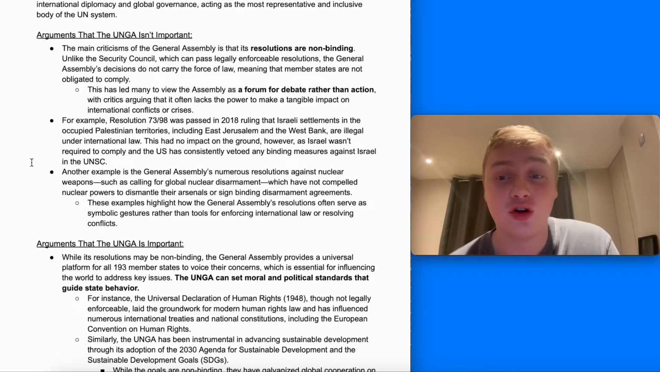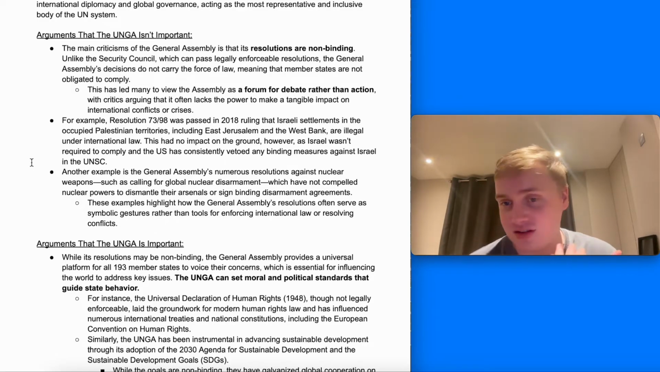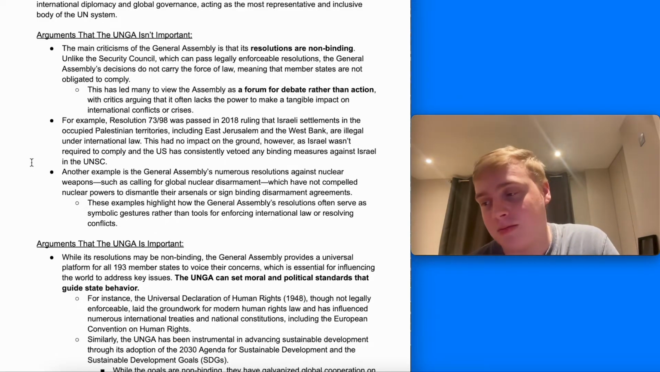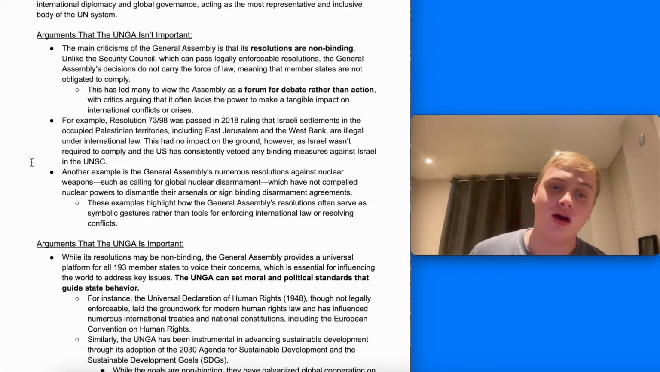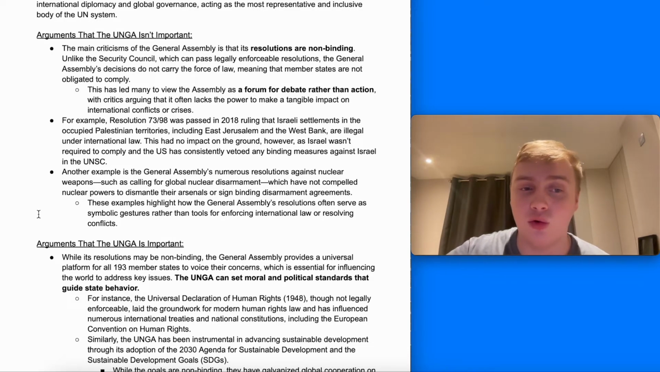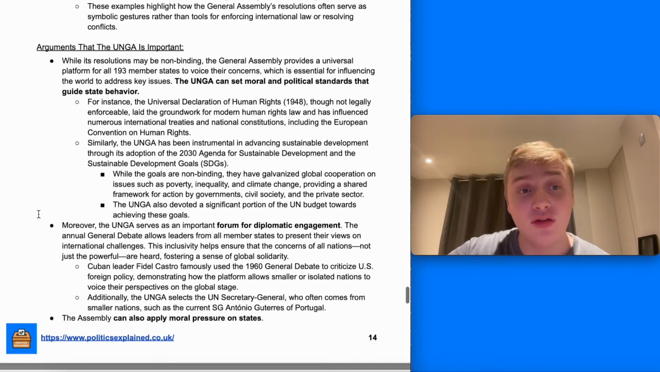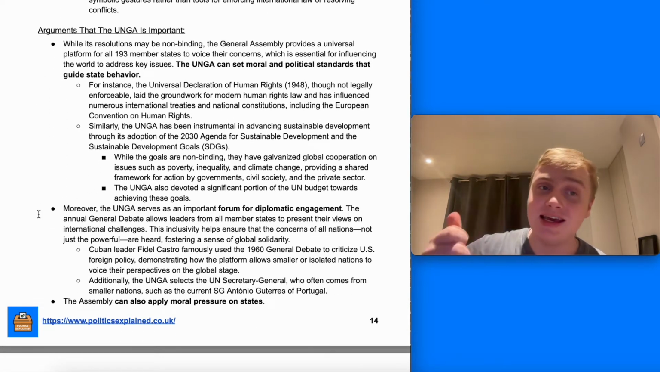So whatever the international community says in the UN General Assembly, if it's not legally binding and they don't have to do it, they're never going to drop one of the key sources of their power. So the UN General Assembly's resolutions often serve as symbolic gestures rather than tools for enforcing international law or resolving conflicts. On the other hand, it can be argued that the UN General Assembly is important.